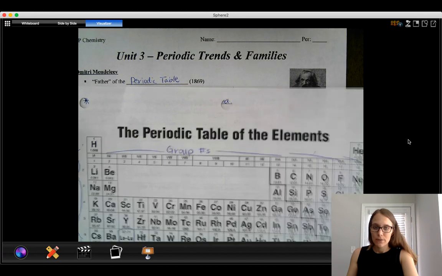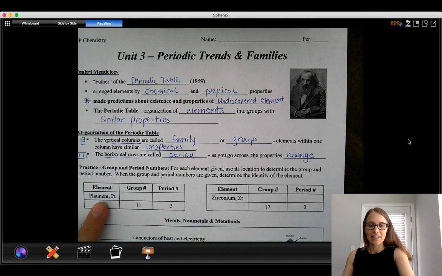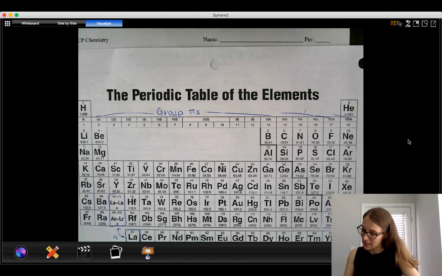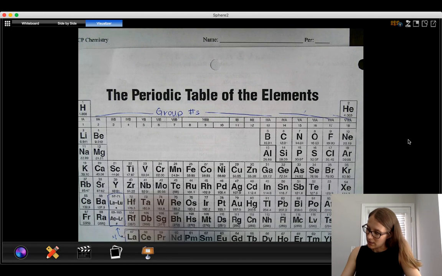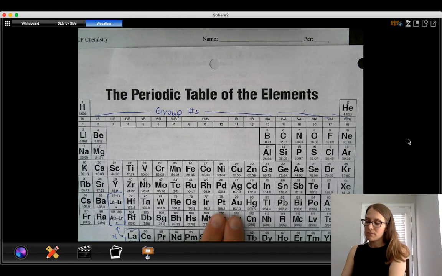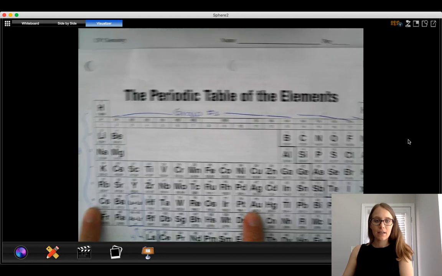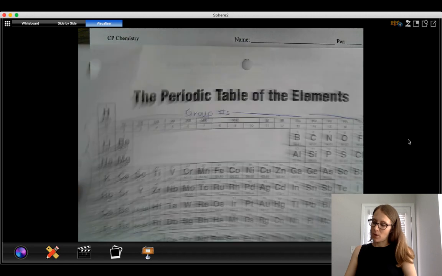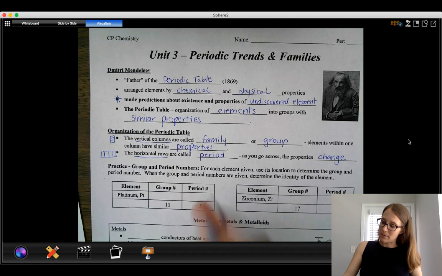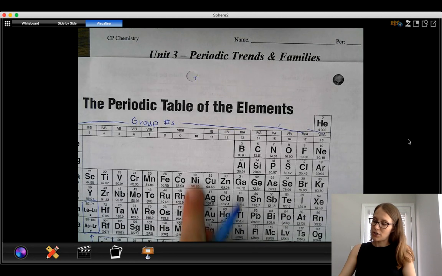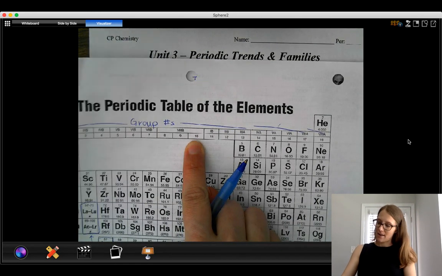So if I wanted to use this to essentially find some elements, I could start with platinum. So platinum is Pt. It is over here somewhere. So we start by finding our element, and then we want to find those two numbers. So if I move over here to this side, we are in period number 6 for platinum. So I'm going to go ahead and fill that in. Platinum is in period 6. And then the group that it's in, if I trace it up to the top, that's group 10.